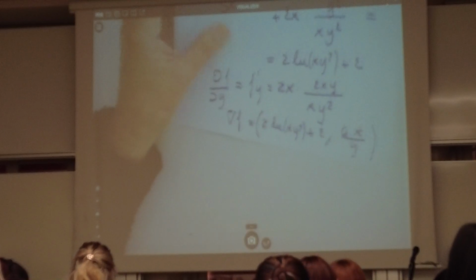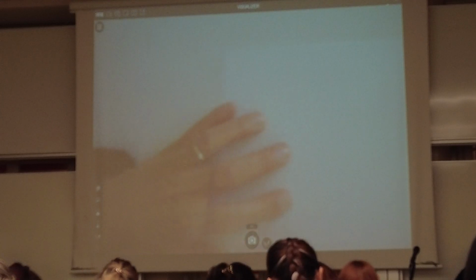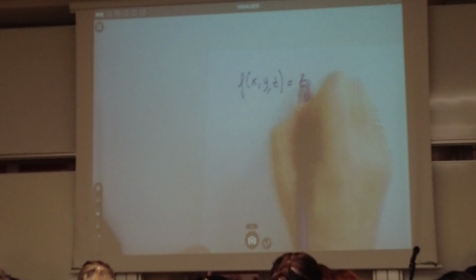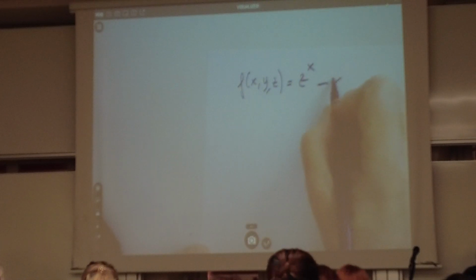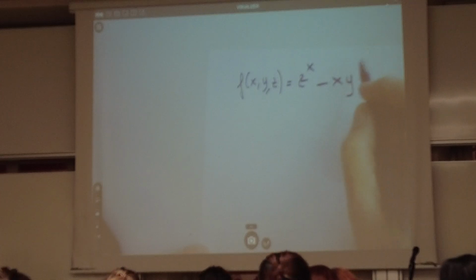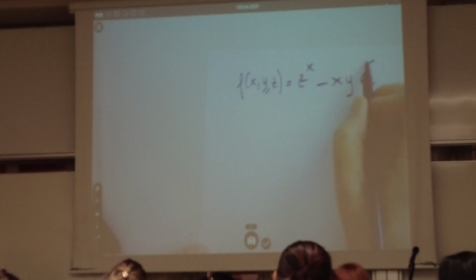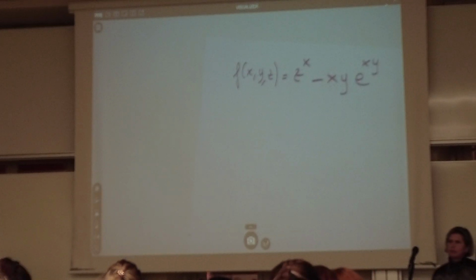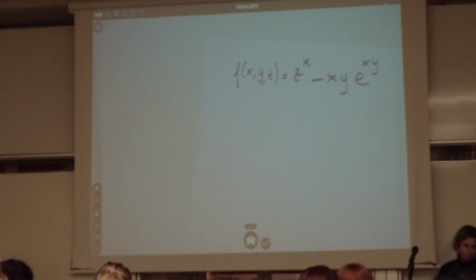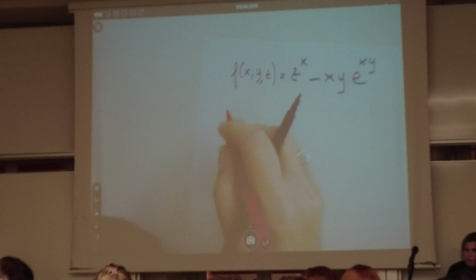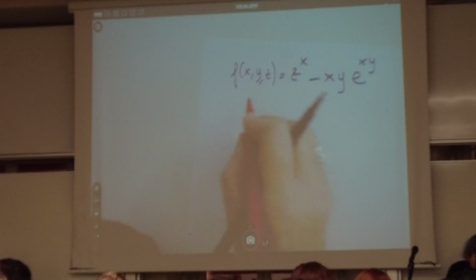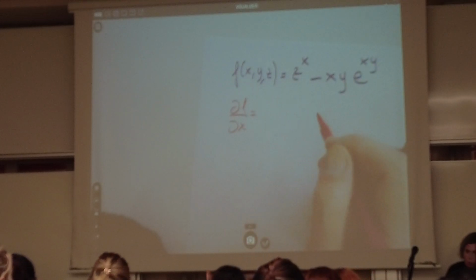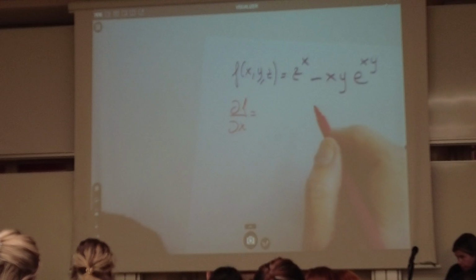Another one. All together now. f(x, y, z) is z with power x minus xy times the exponential of xy. All together we develop the gradient of this function. Be very careful. When you derive with respect to x, what is going to happen?